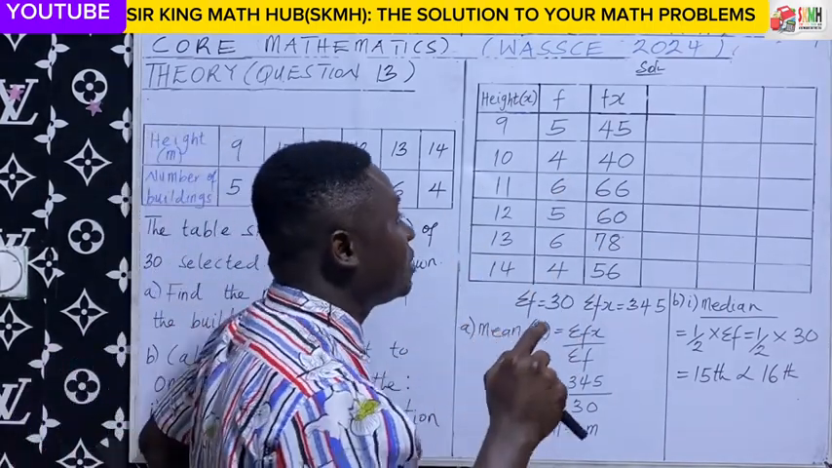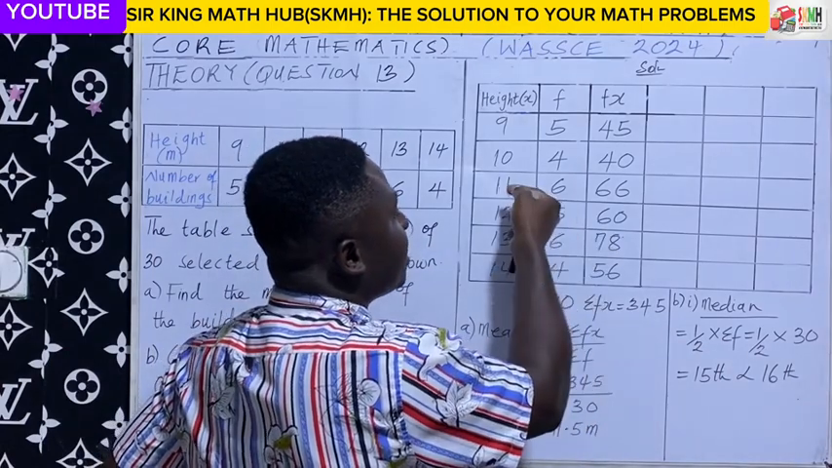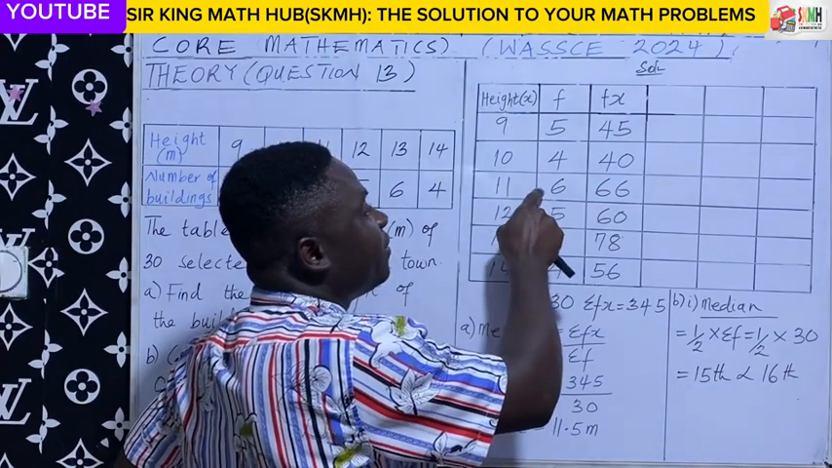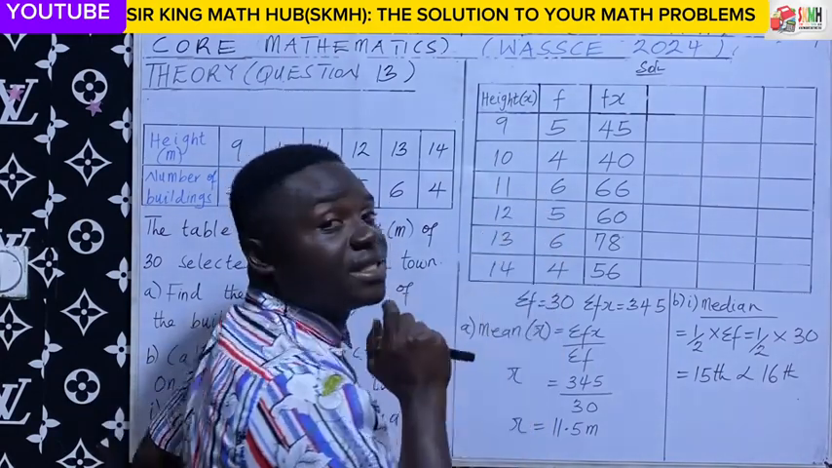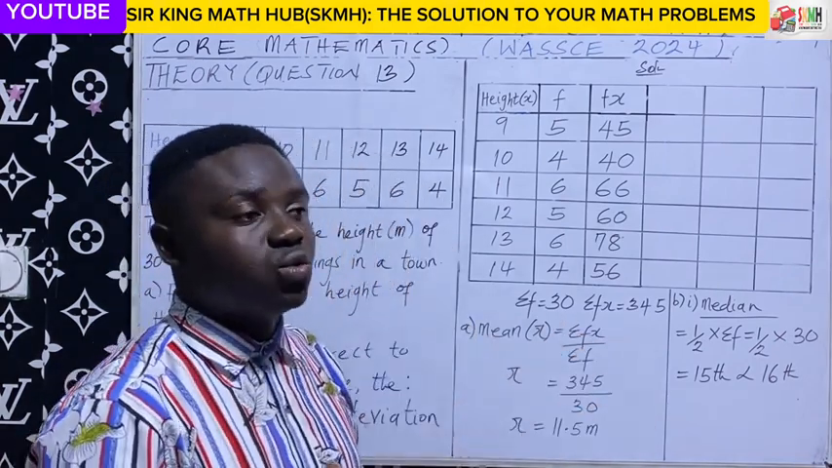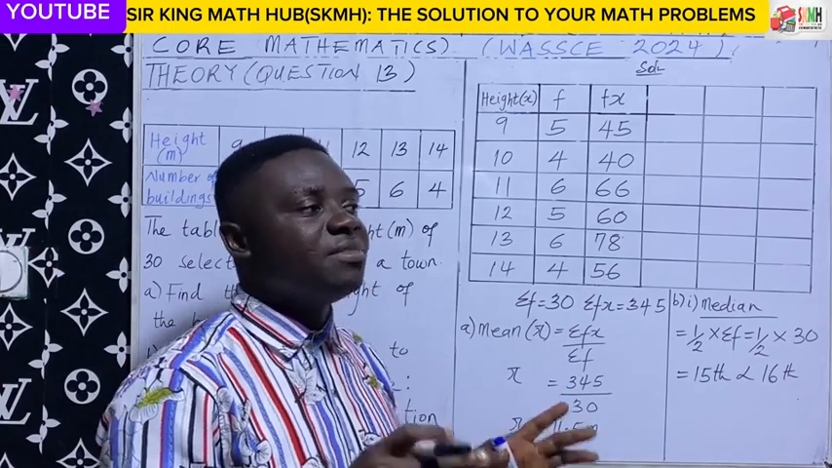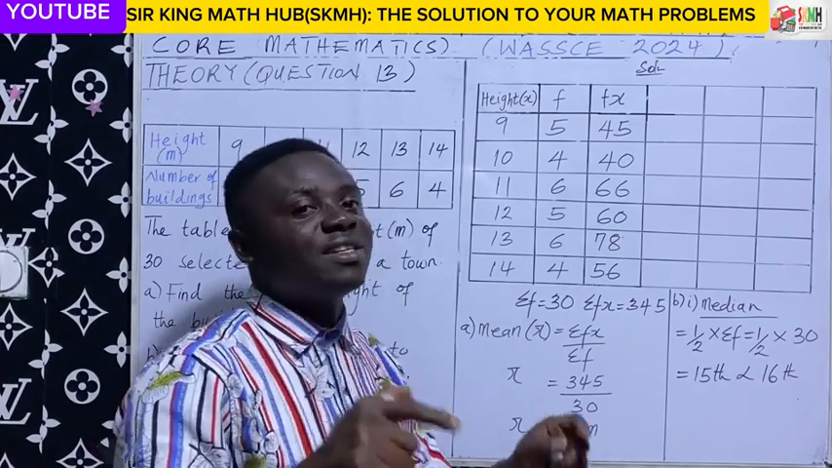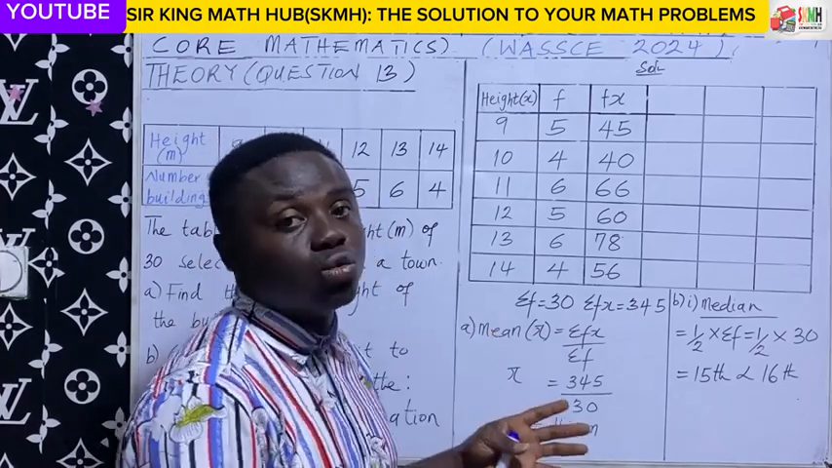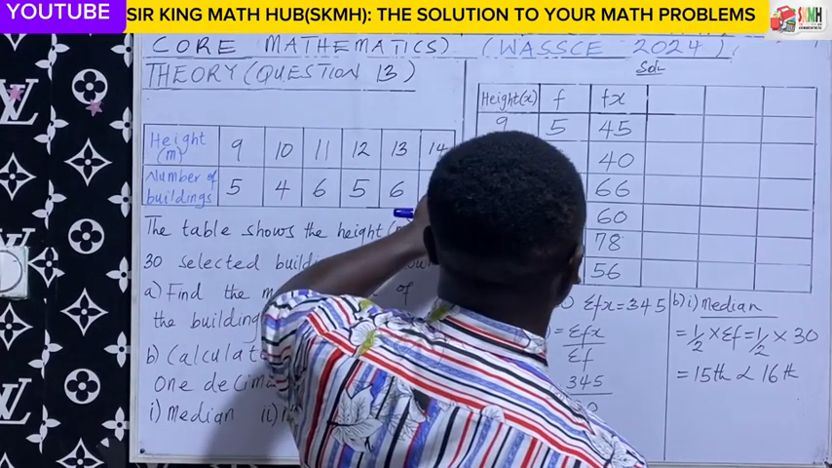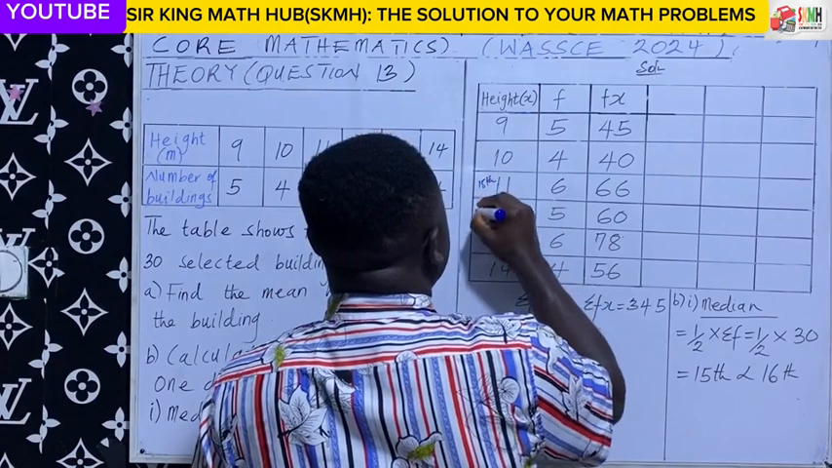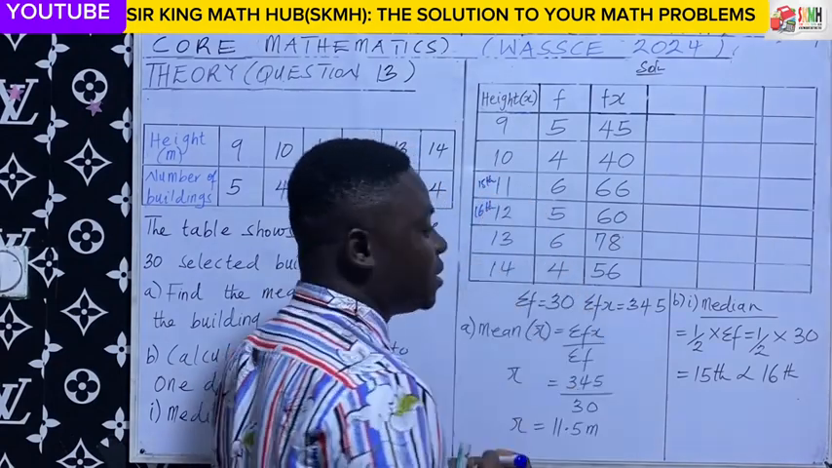So meaning that when we trace to the height of the building, 11 will be for the 15th position, and then 12 will be for the 16th position. And because we have two numbers, to find the median will be the arithmetic mean of these two numbers, in this case, the arithmetic mean of the two buildings. So this is the 15th, and the 16th position.